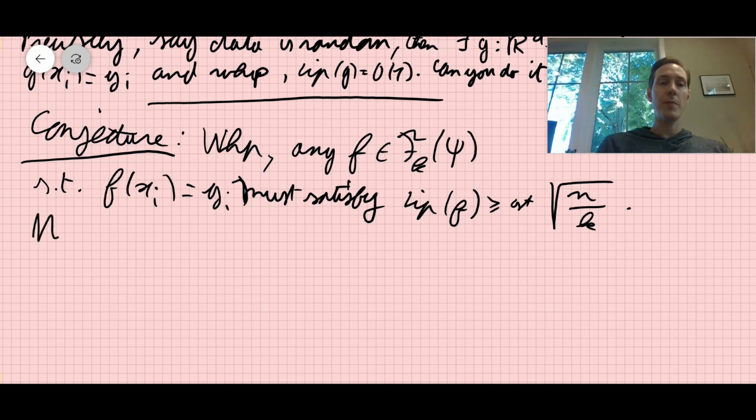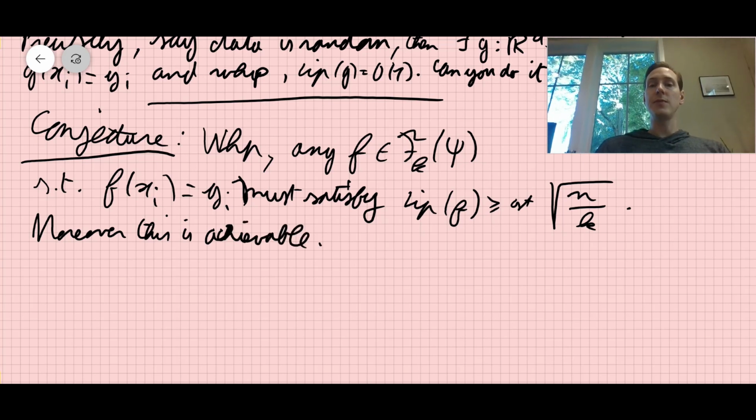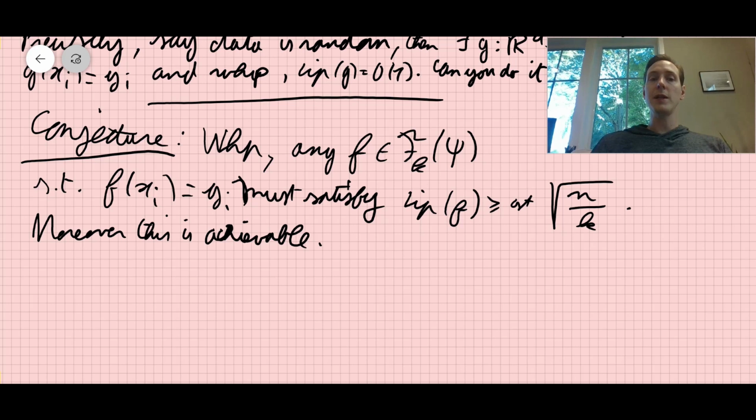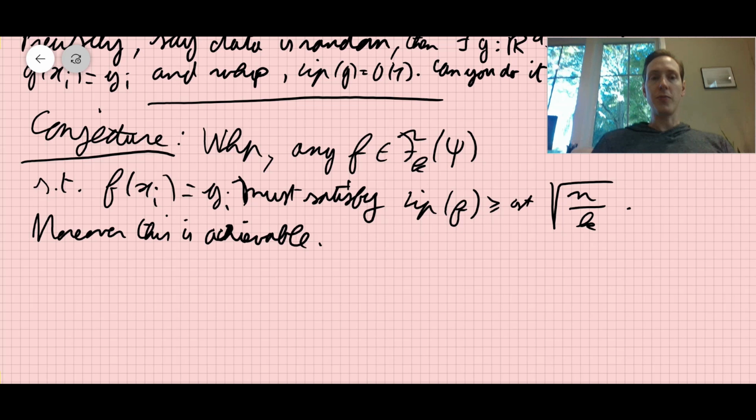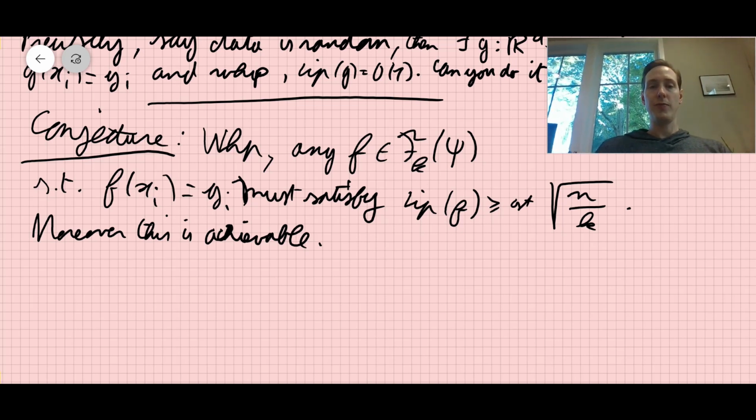And moreover, this is achievable, meaning that for most data sets with high probability, there exists in fact a neural network with k units that memorizes the data and whose Lipschitz constant is square root of n over k. We don't know how to prove the lower bound, and we don't know how to prove the upper bound. For the upper bound, although we have a lot of hints and we're very close to proving it fully, I will discuss it a little.